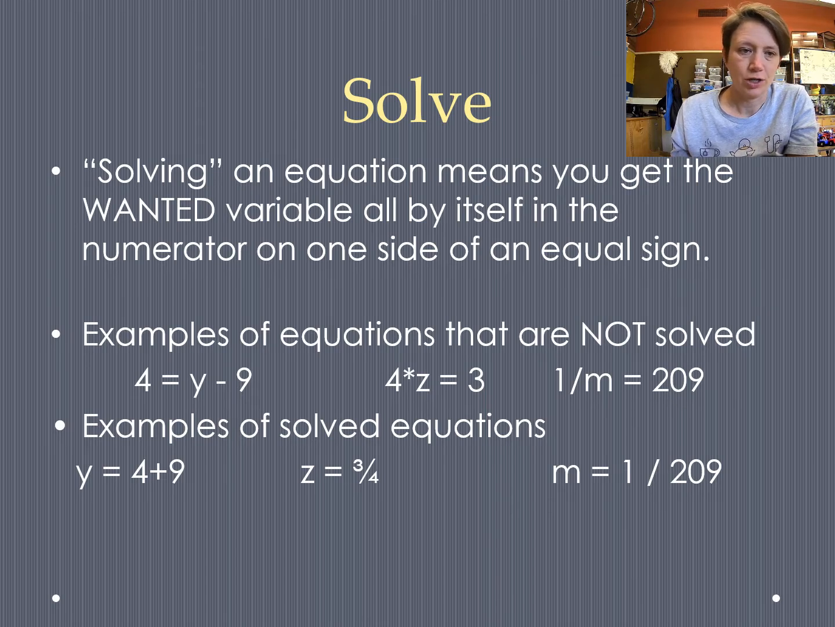Some examples of equations that are solved, okay? y equals 4 plus 9. Now, it doesn't have a final value, but I consider this solved because the y is all by itself on one side of the equal sign. z equals 3 over 4. Or m equals 1 over 209. That is also a solved equation because the m is all by itself on one side of an equal sign.